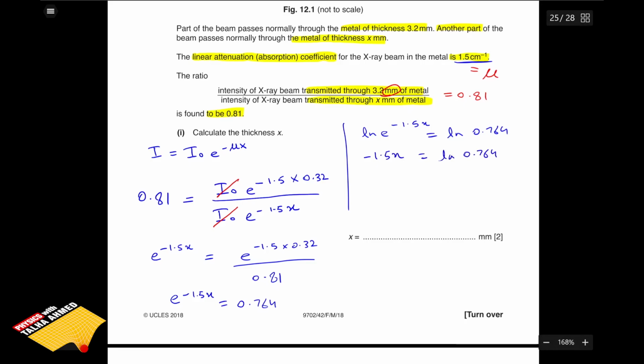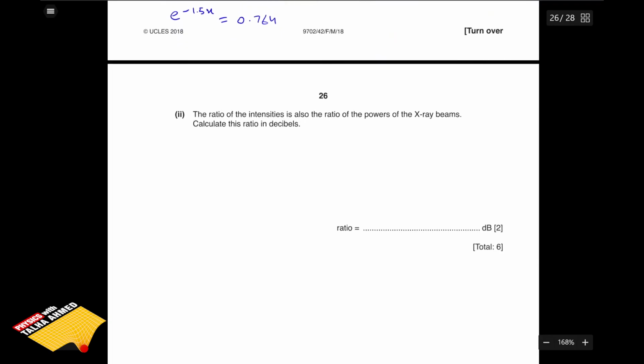Now, all I need to do is make x the subject, and I have to divide ln 0.764 by minus 1.5 on the other side, and my calculator gives me 0.18. Now, remember, we converted our distances to centimeters, so this was in centimeters. However, the answer is required in millimeters. So, I've written 1.8 millimeters. Let's move to part 2.